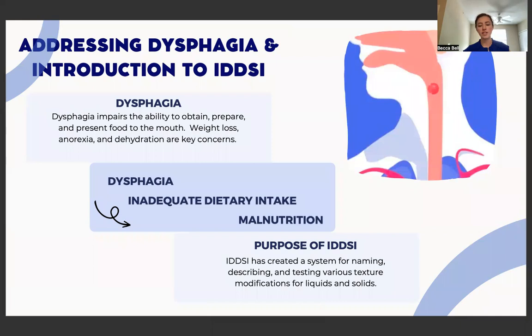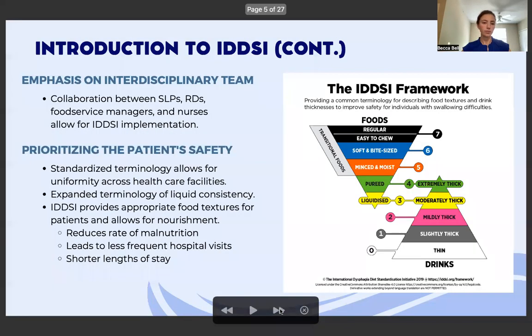The purpose of IDDSI is to create a system for naming, describing, and testing various texture modifications for liquids and solids to make sure they are appropriate for patients to receive nourishment. IDDSI depends on the collaboration between SLPs, which are the speech language pathologists, registered dietitians, registered nurses, food service managers, and even really the collaboration of all food service staffs that are working to prepare meals for patients.